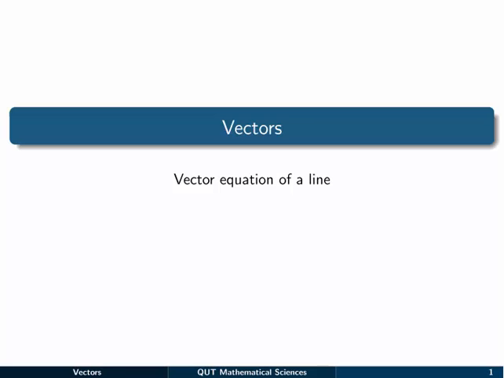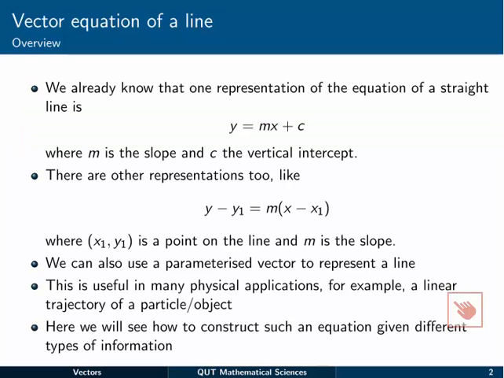In this video, we'll be seeing how to represent the equation of a line using a vector. We already know that one representation of the equation of a straight line is the familiar y equal to mx plus c, where m is the gradient of the line and c is the vertical intercept. There are other representations as well, like y minus y1 equal to m times x minus x1, where m is again the slope and x1, y1 is a point on the line. Both of these are pretty much equivalent and can be rearranged into each other.